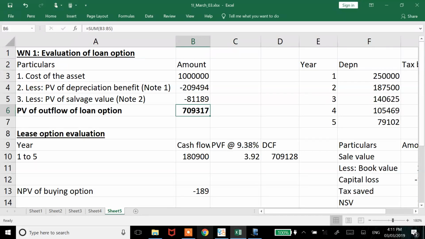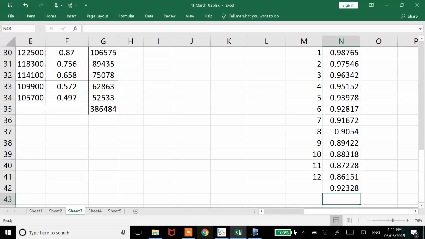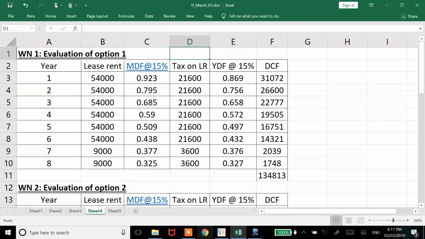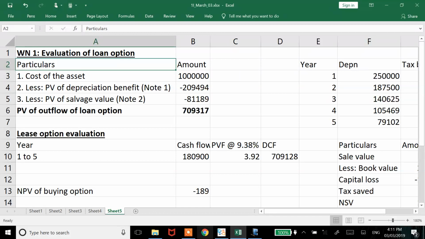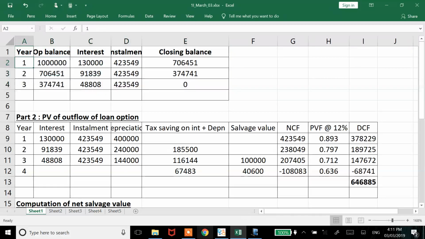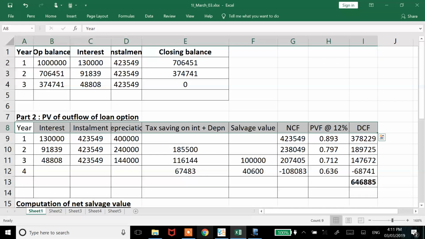In leasing, the critical part from an exam point of view is how you fix an indifferent lease rental and do a leasing versus loan analysis. We have seen a good number of problems. Either you use a shortcut method, which is this approach: cost minus present value of depreciation benefit minus present value of salvage value, or you end up doing a detailed approach: year, interest, installment or principal, depreciation, tax saving on interest plus depreciation, salvage value, NCF, PVF and DCF. With that, leasing is over.